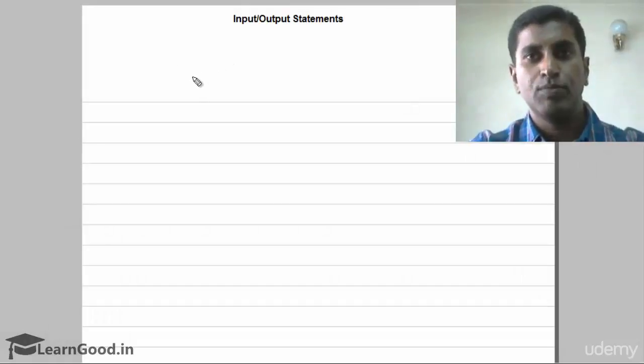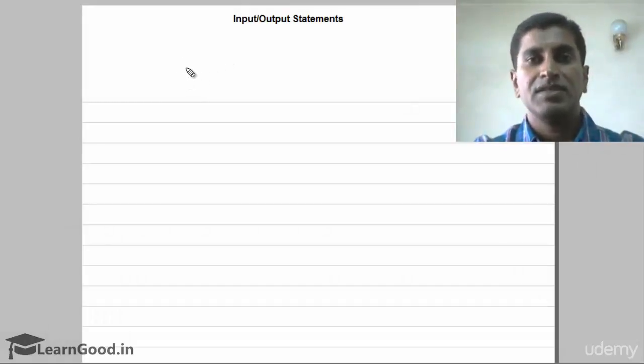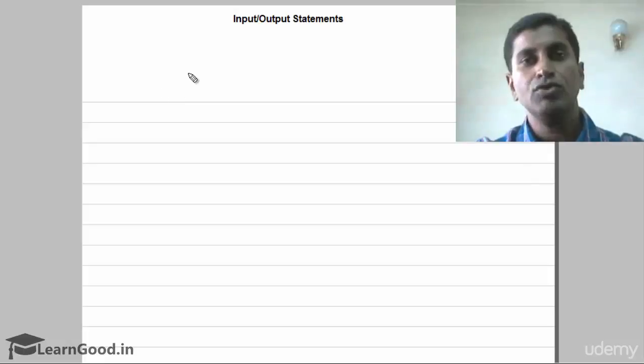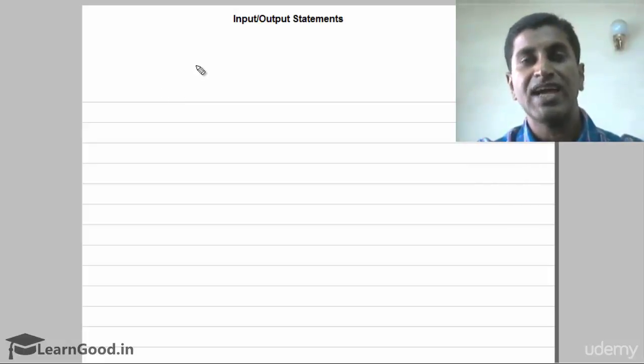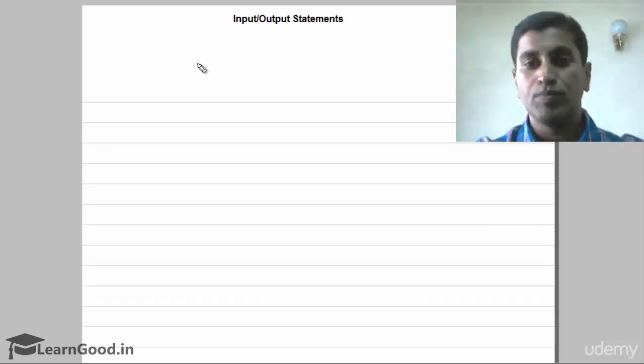Let's see about input-output statements. In this chapter, we'll be discussing how to put the data on the monitor, which is called a standard output device. If you want to display any data on the screen, you have some set of functions provided by the C language. We call them output statements.